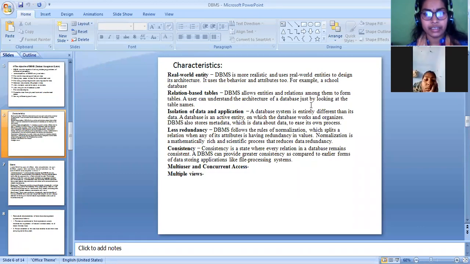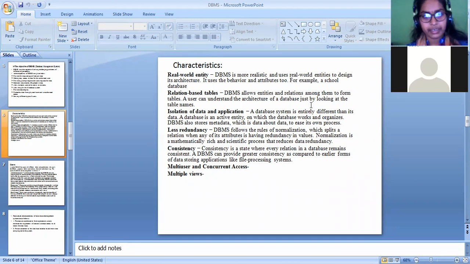It is realistic, with relation based tables. Relation means tables, means what? I just explained that entities and relations are among the tables. The students can have some relation with that teacher. Students can be related with that subject. It's a relation. So, relation based tables.